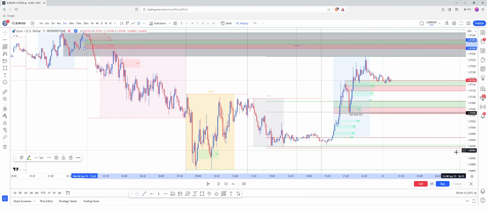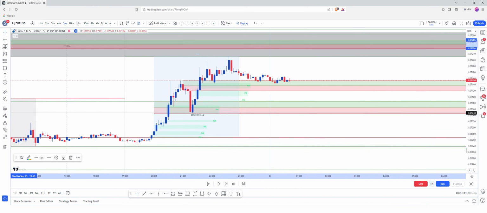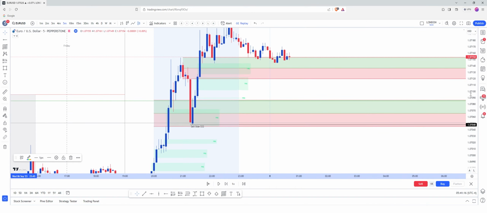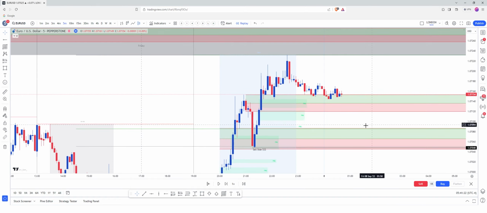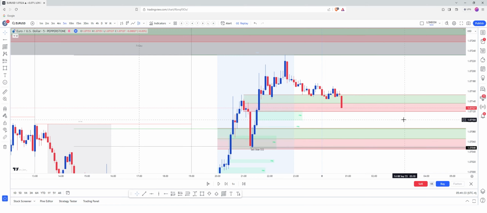So our London trading window starts at 1 AM. The reason it starts at 1 AM is this is the open of the new 4-hour candle. So we can expect volume to come into the market as new candles open. Higher time frame candles bring more volume. So 4 hours, we could see a push at this point.